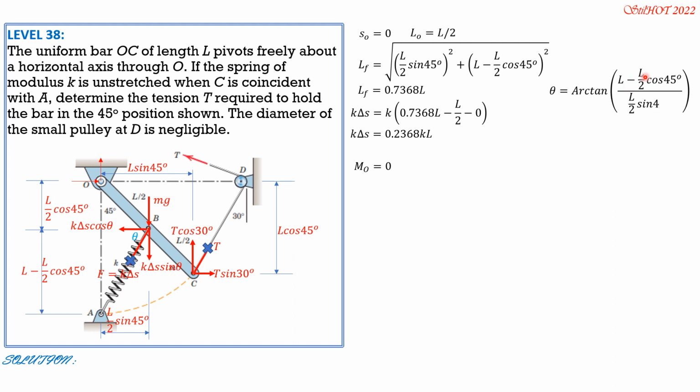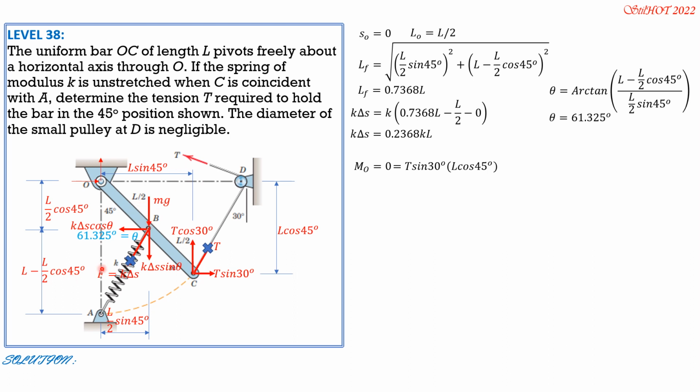So imagine that L is just 1, or you can cancel L. So theta is equal to 61.325 degrees. So MO equals 0, summation of moment about O equals 0, counterclockwise positive. So we have T sine 30, the moment arm is L cosine 45, plus T cosine 30, moment arm is L sine 45, that's counterclockwise.